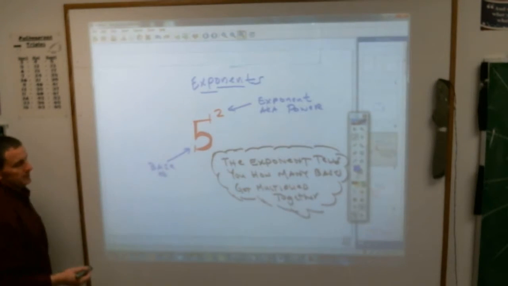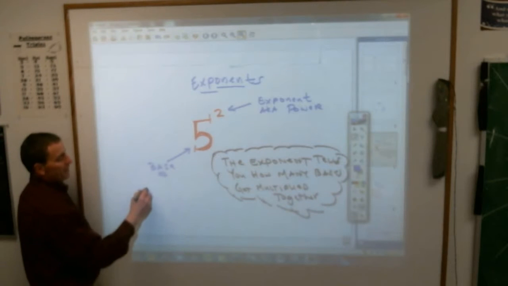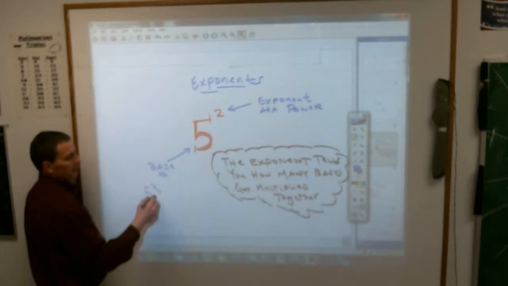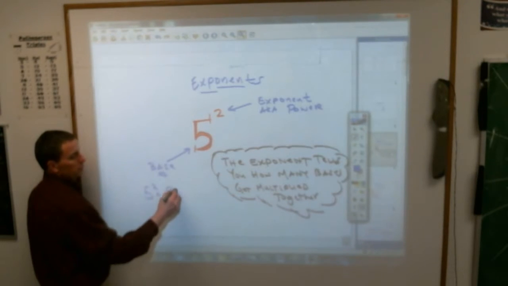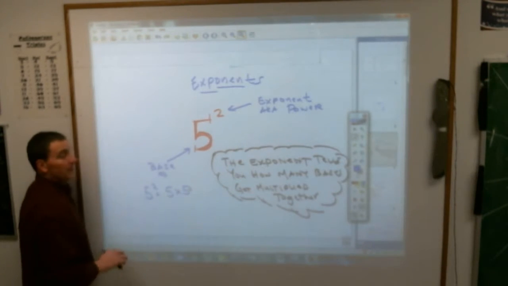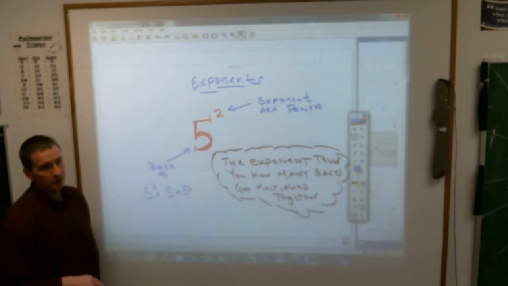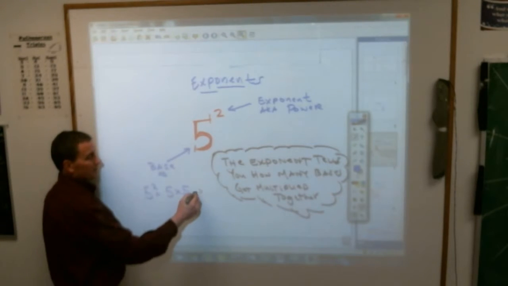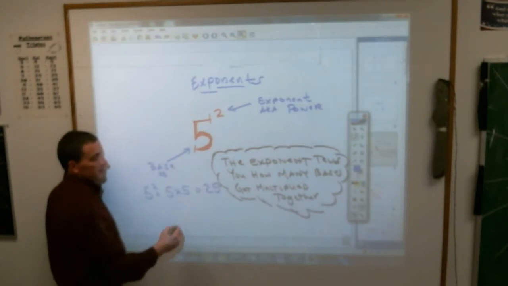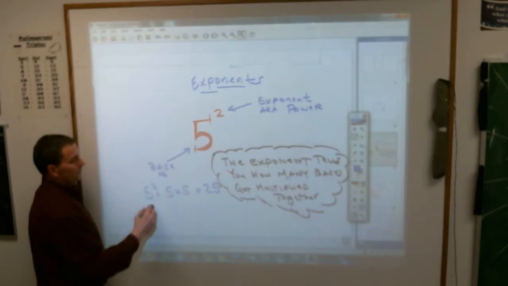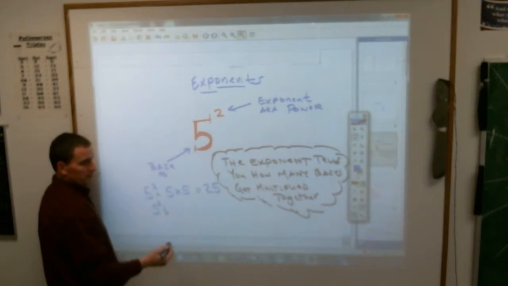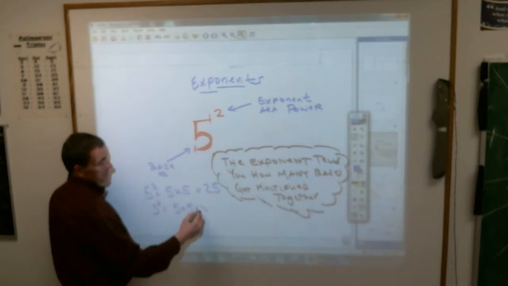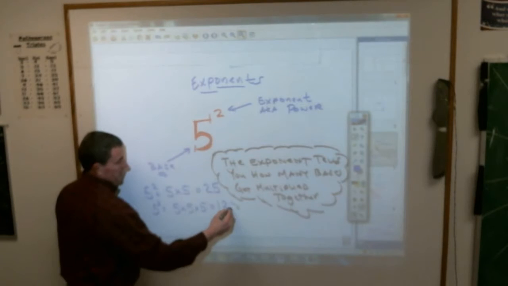Okay, so that means this. If you have 5 squared, 5 to the second power, that means you have 2 5s times themselves. And please don't get this mixed up with just multiplication. It's not 5 times 2, it's not 10, it's 5 times 5. The answer to 5 squared is 25. Or 5 to the third power is not 15. It's not 5 times 3, it's 3 5s times themselves. And that is 125.